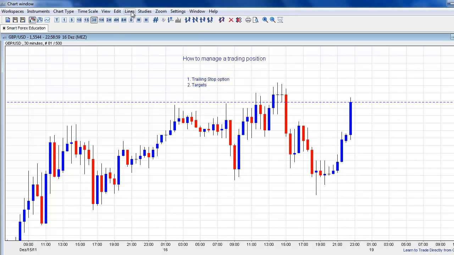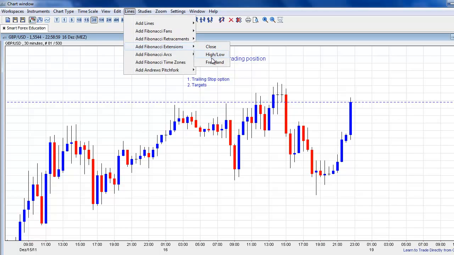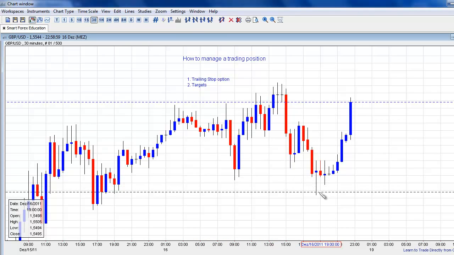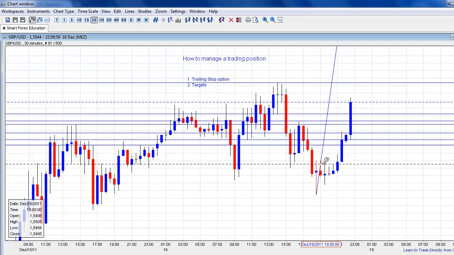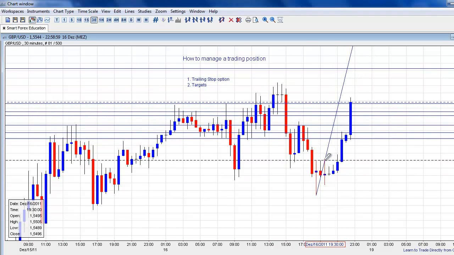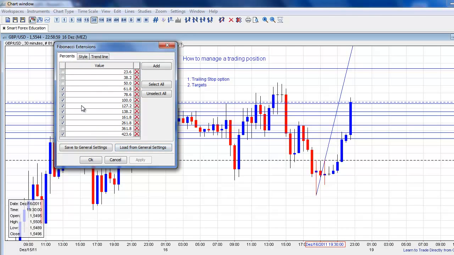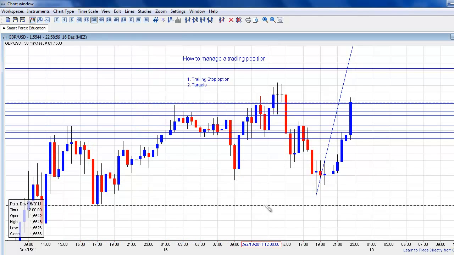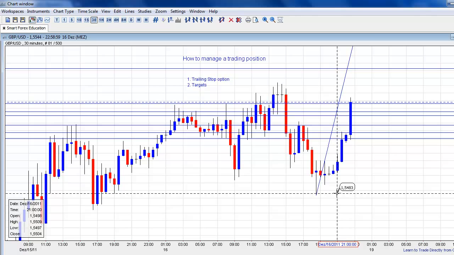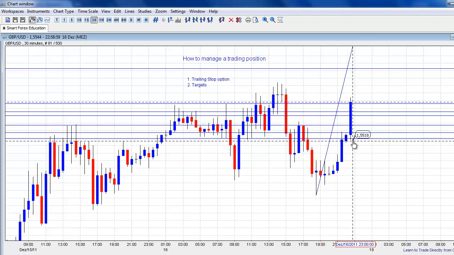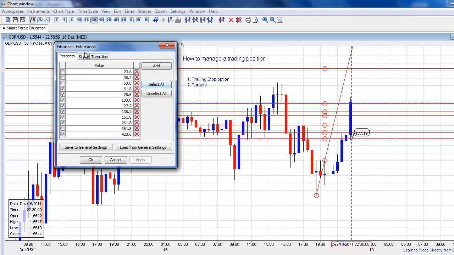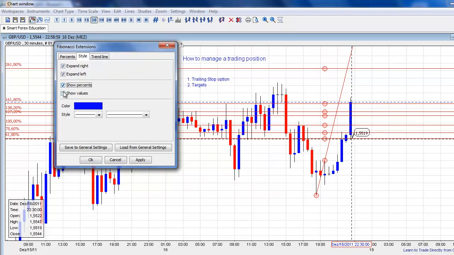Now for the trailing stop option, we went to lines, Fibonacci extension, and then freehand. So with extensions, we took the low point to a significant short-term high for a bounce. And then we had our extension levels in at 61.8, 78.6, 100, 127.2, 138, 161, 261, and 423. Once they were intact, I'm just going to show percents.